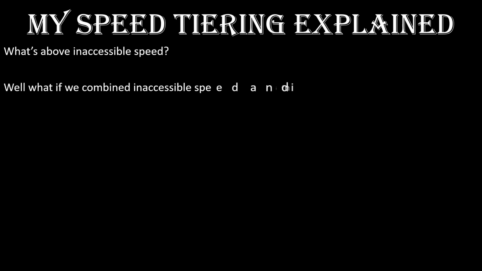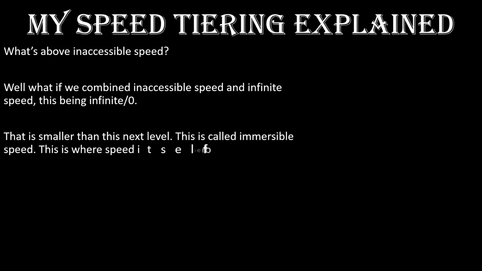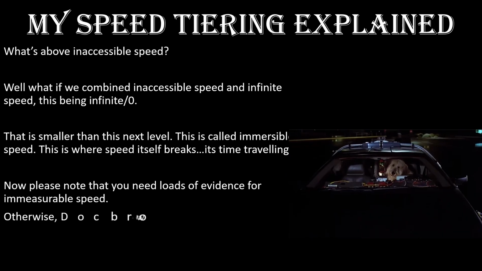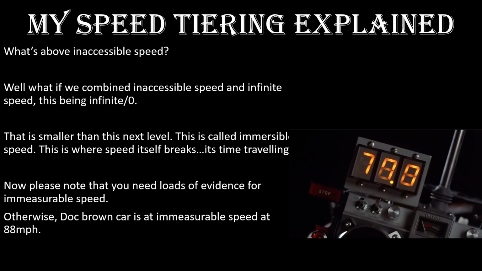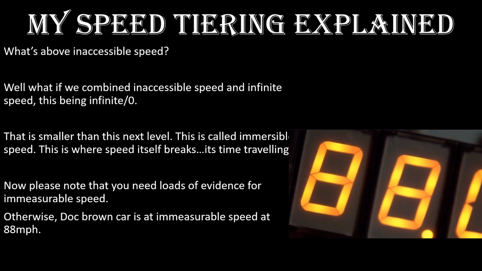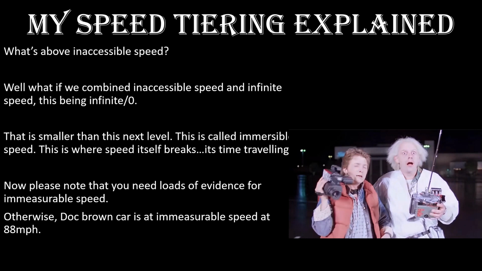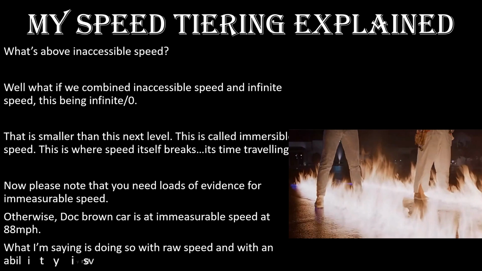What's above inaccessible speed? Well, what if we combined inaccessible speed and infinite speed, this being infinity divided by zero? That is smaller than this next level. This is called immeasurable speed. This is where speed itself breaks. It's time traveling. Now please note that you need loads of evidence for immeasurable speed. Otherwise, Doc Brown's car is at immeasurable speed at 88 miles per hour. What I'm saying is doing so with raw speed and with an ability is very different.